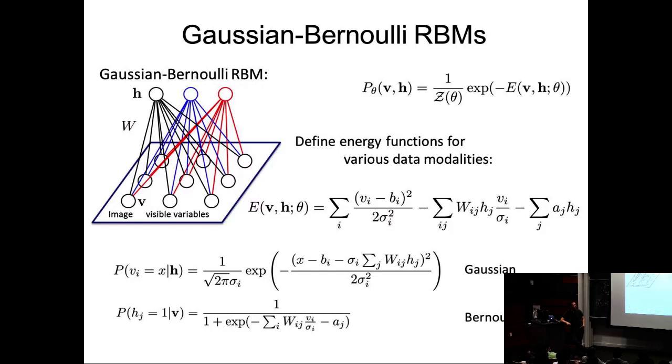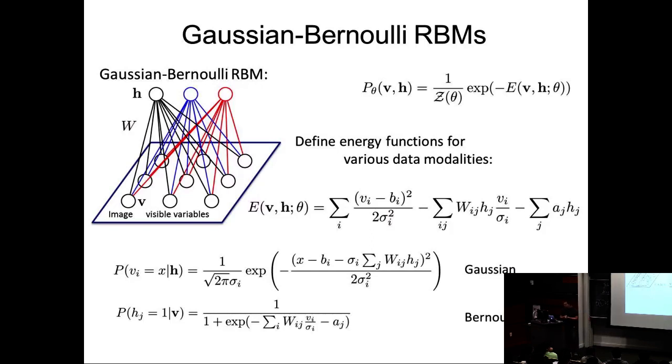You can also define energies for different data modalities. For example, if you're dealing with real valued data, you can specify the energy in this way. And remember, I can always say the probability of x is e to the negative of the energy. There are multiple ways of defining energy for real valued data, but this is one of them. So again, you have a squared term for vi, then an interaction term between vi and hj, and some bias term for j.